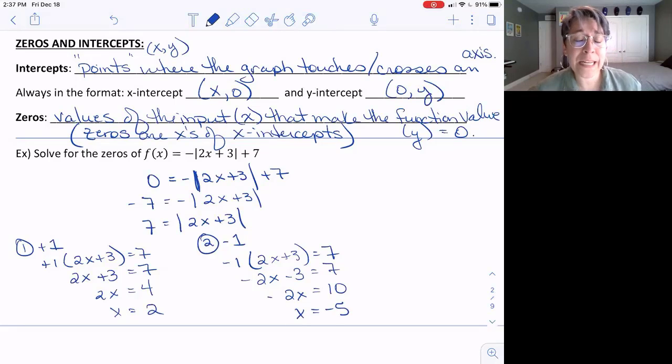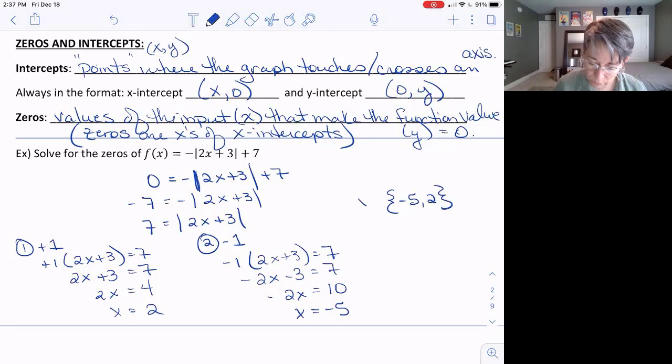Notice I didn't put a number line here because we're not looking for intervals. Interval notation and all that shading is only when we have the inequalities, greater than or less than. If you have an equal sign, don't even use the parentheses or the brackets. You can use braces if you want, {-5, 2}. And you only use the braces if you're just listing all the values. Otherwise, we could just write x equals -5 and 2.